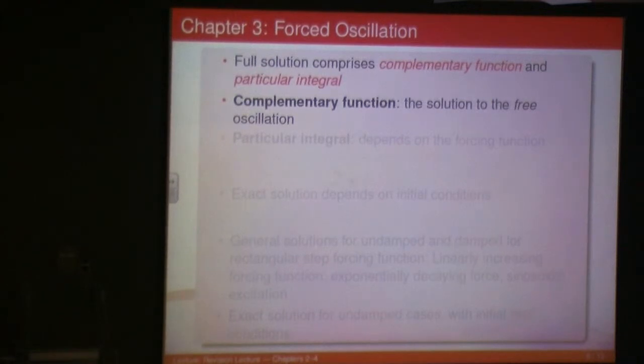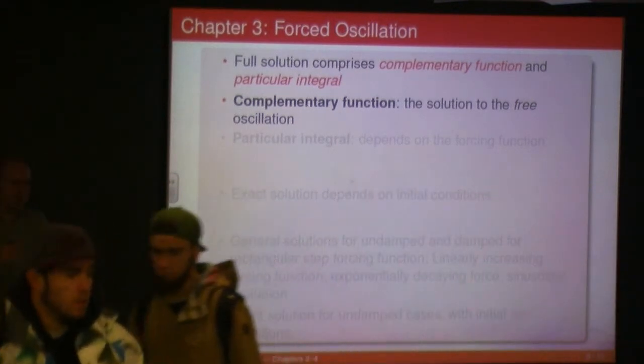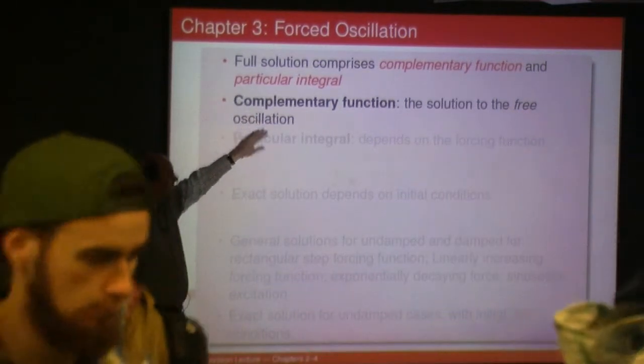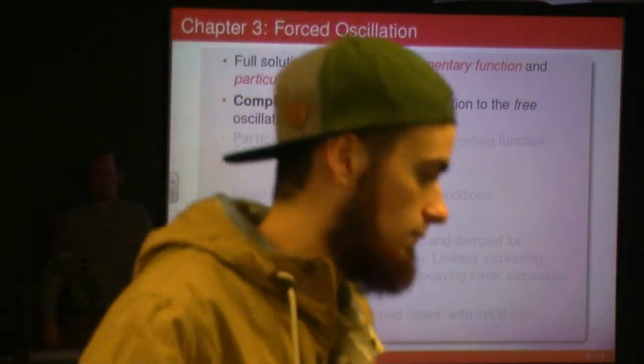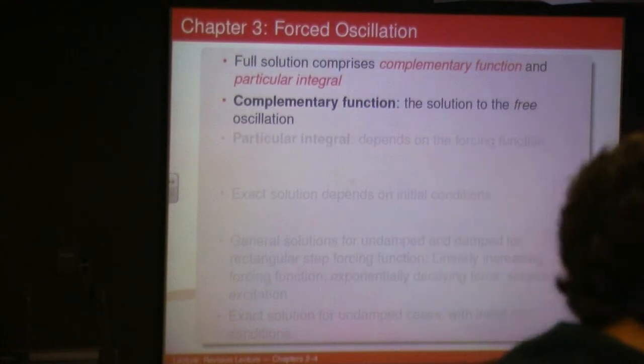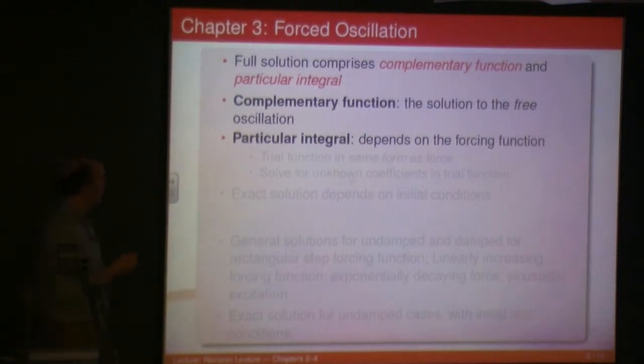You can refer back to what we covered in chapter 2, and basically it's a solution to that equation of motion. With an undamped system, you've got m x double dot plus k x equals 0. That solution, A cosine of omega naught t plus phi, was your complementary function for an undamped system. Obviously, if you've got a damped system, then your complementary function will include that decaying exponential. But it's the free oscillation, so when the force is 0. But then the particular integral is what you have, and that's dependent upon the forcing function.